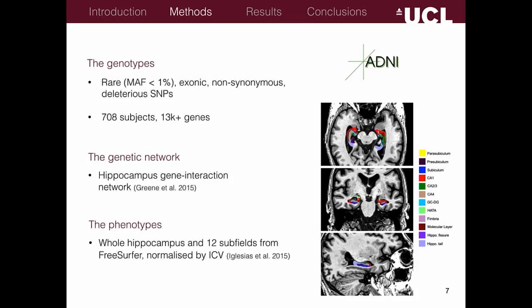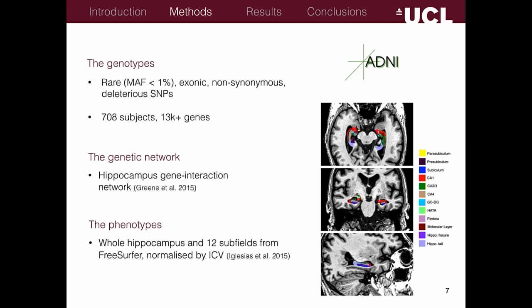After extensive simulation, we have applied this method to data from the Alzheimer's Disease Neuroimaging Initiative. Specifically, we used genotype data from 708 subjects in the form of whole genome sequencing, and we focused on rare, exonic, non-synonymous, and deleterious variants that were mapped to 13,000 genes. As a genetic interaction network, we leveraged the hippocampus functional network derived by Casey Green and colleagues at UPenn.